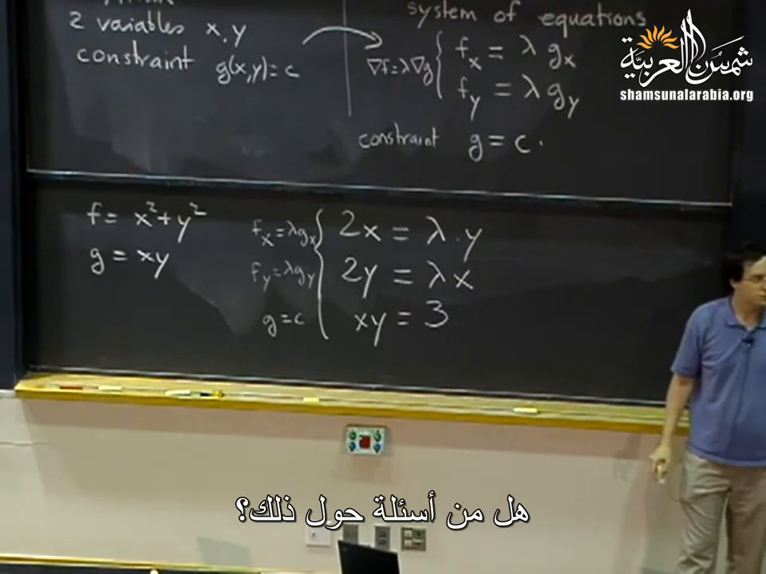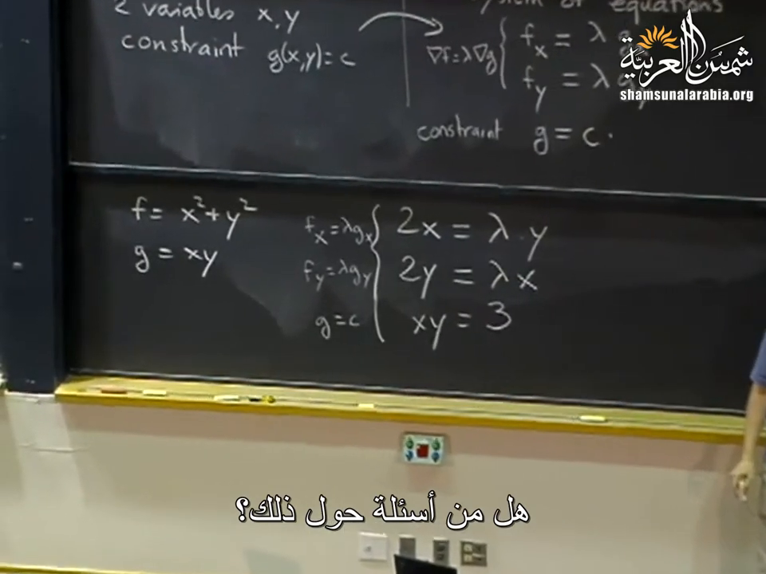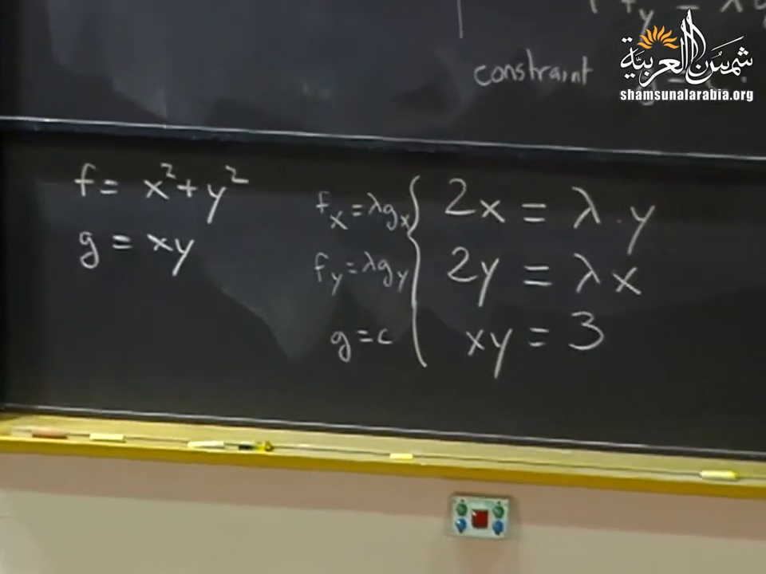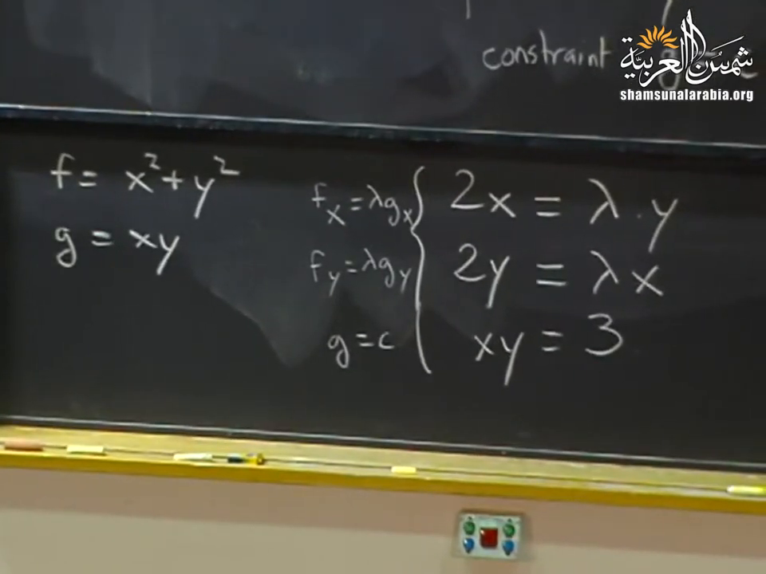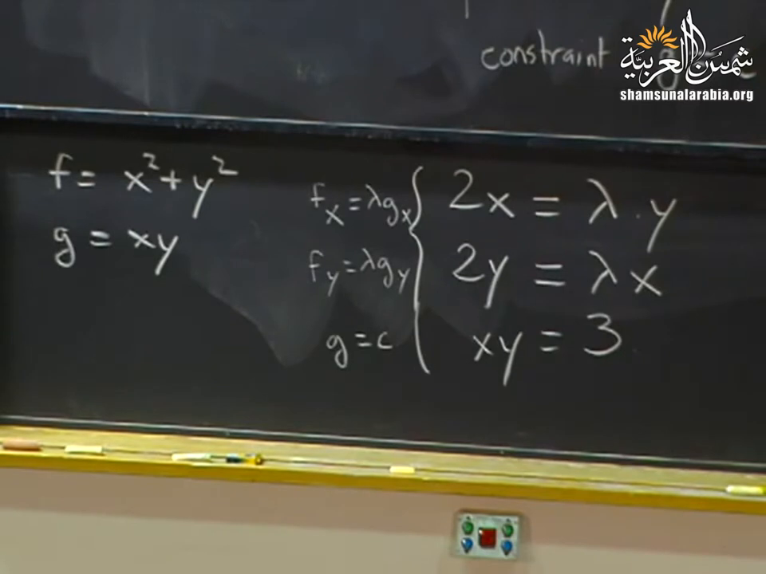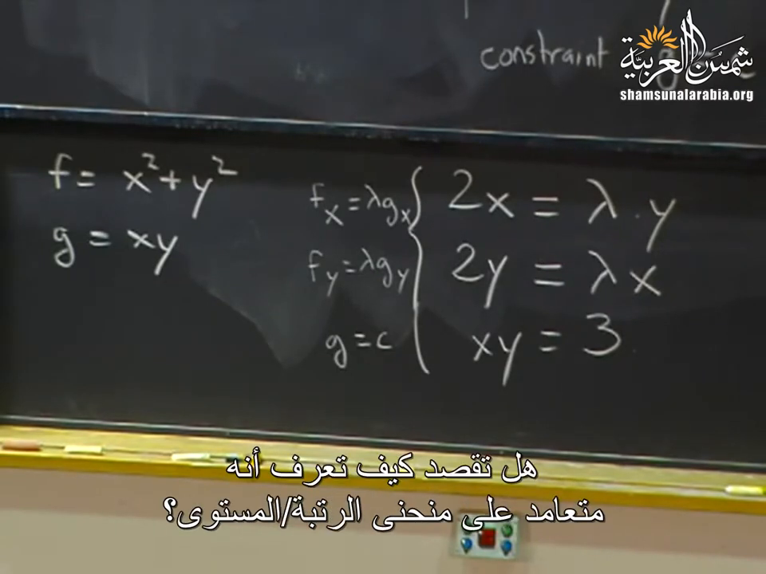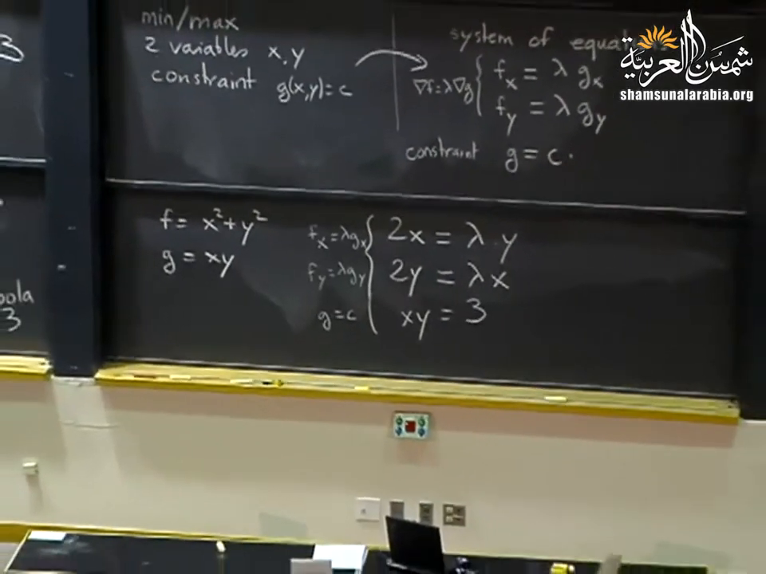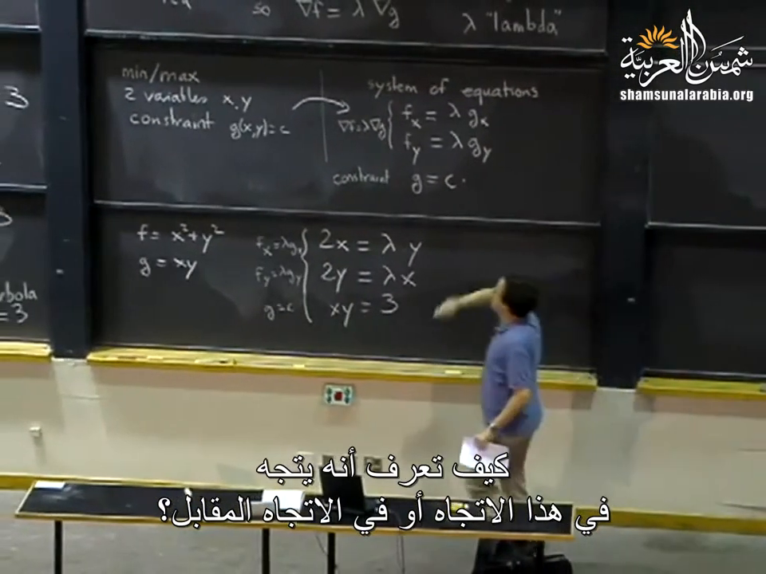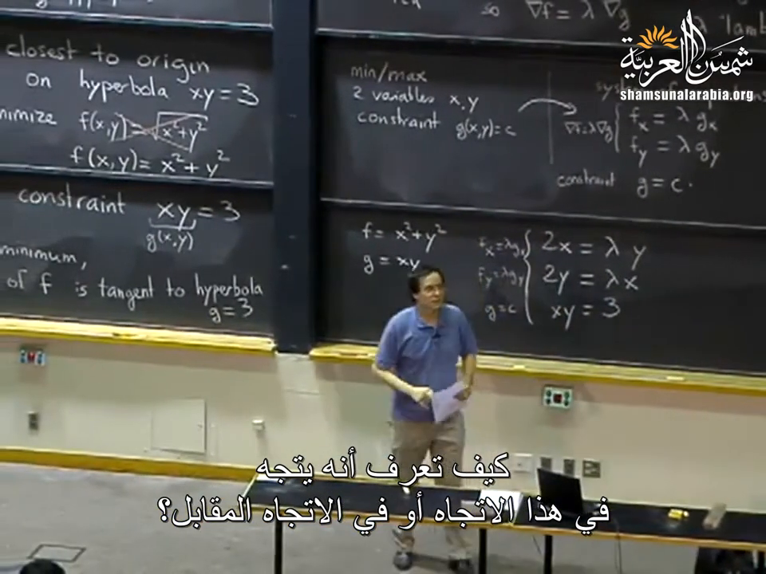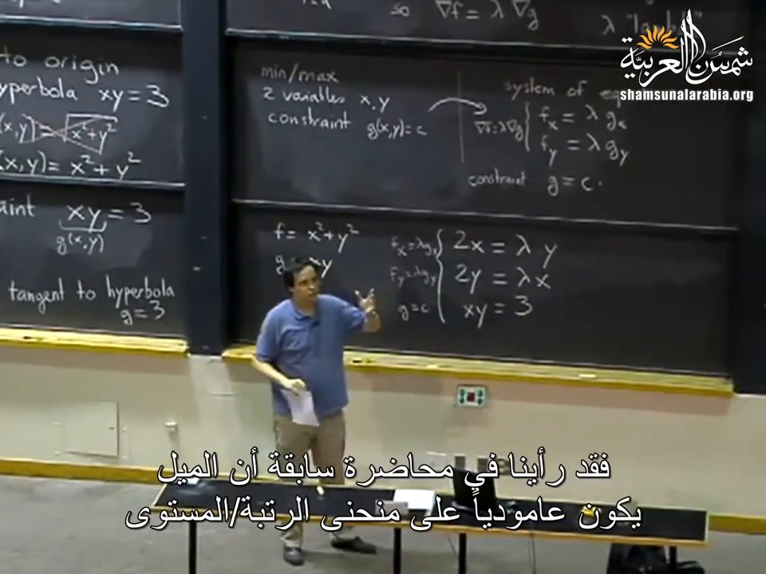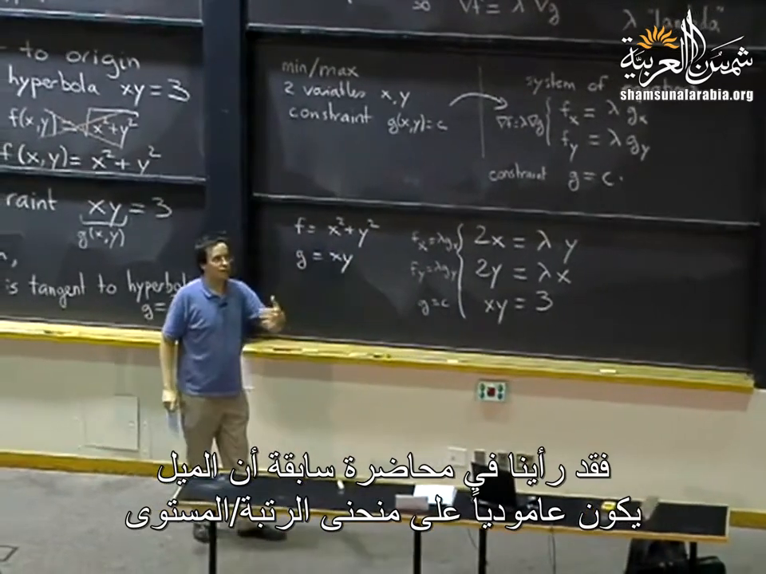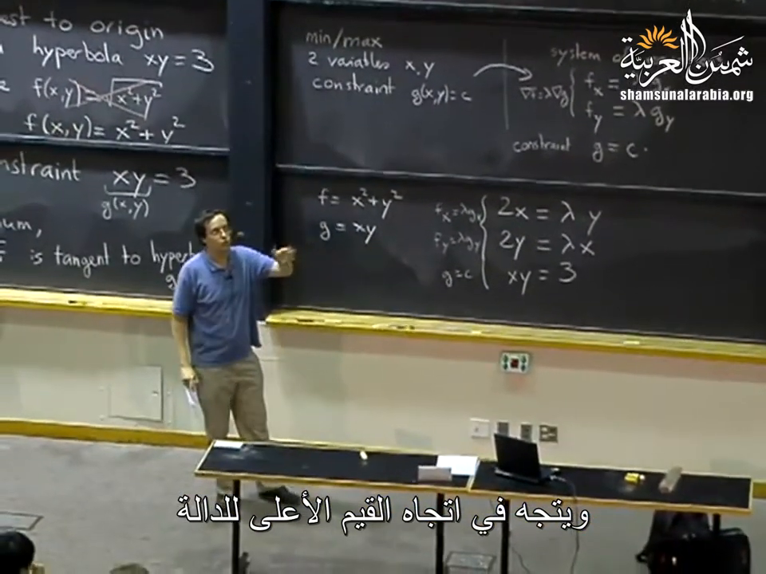Okay, any questions at this point? No? Yes? How do you know the direction of the gradient for the two-dimensional curve? Do you mean, how do I know that it's perpendicular to the level curve? How do I know whether it points in that direction or in the opposite one? Well, we've seen last time that the gradient is perpendicular to the level curve and points towards higher values of a function.